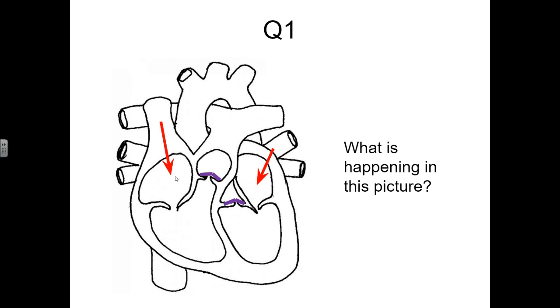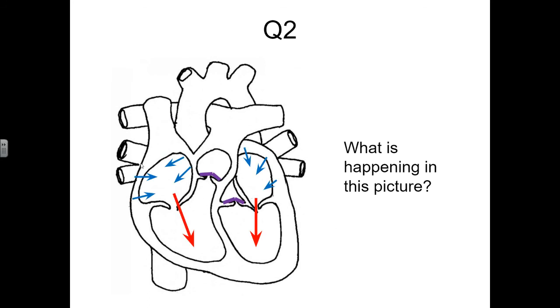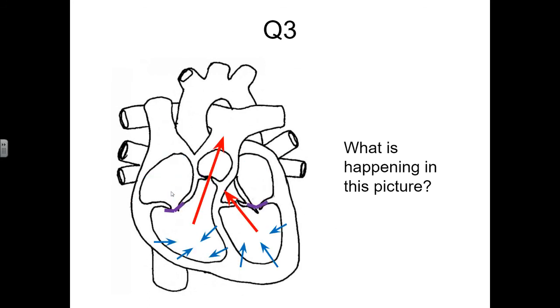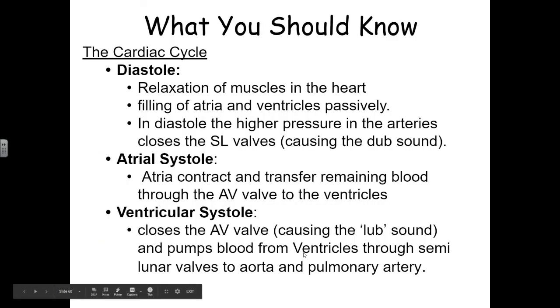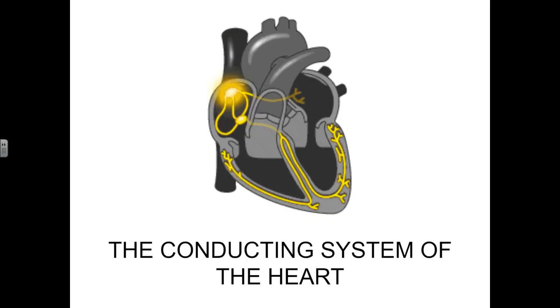What's happening in the picture? It looks like blood is filling during diastole. Looks like we're going through atrial systole now. Looks like we're going through ventricular systole now. So these are the answers in full to those questions. So you should know about diastole, atrial systole, and ventricular systole. In the next video, we will look at the conducting of the heart, and then after that, we will look at pressure.